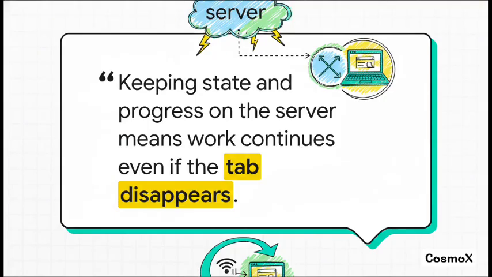And this quote from the team really nails the killer feature of that web architecture. Because the agent's state, its memory, its progress, is all on the server, your work just keeps on going, even if your internet cuts out or you accidentally close the browser tab. You can just reconnect and boom, everything is right there waiting for you.